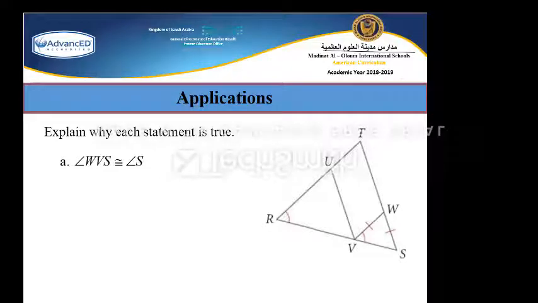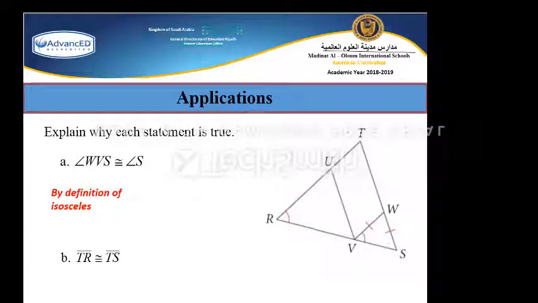Explain why each statement is true. How to explain that angle WVS is congruent to angle S? By looking at the triangle WVS, we find that in the given WS is congruent to WV. Then by the converse theorem of the isosceles triangle, the base angles are also congruent. Then angle WVS is congruent to angle S by the converse theorem of the isosceles triangle.